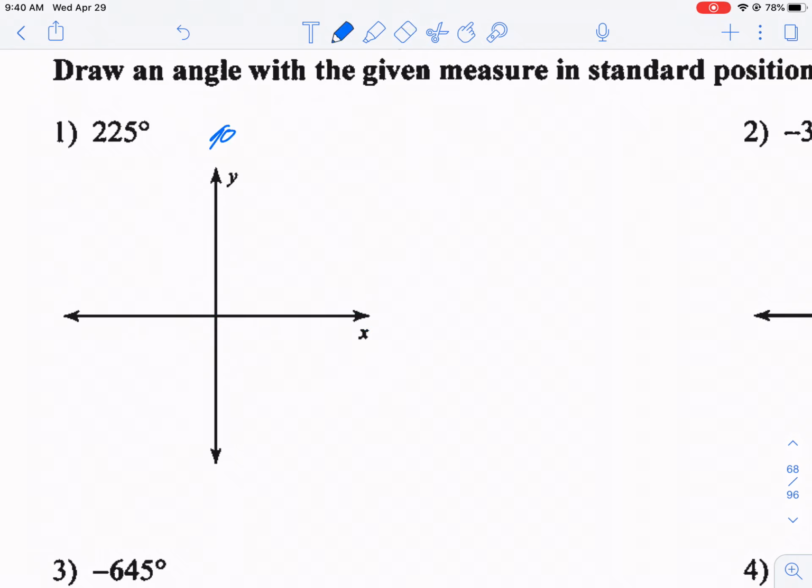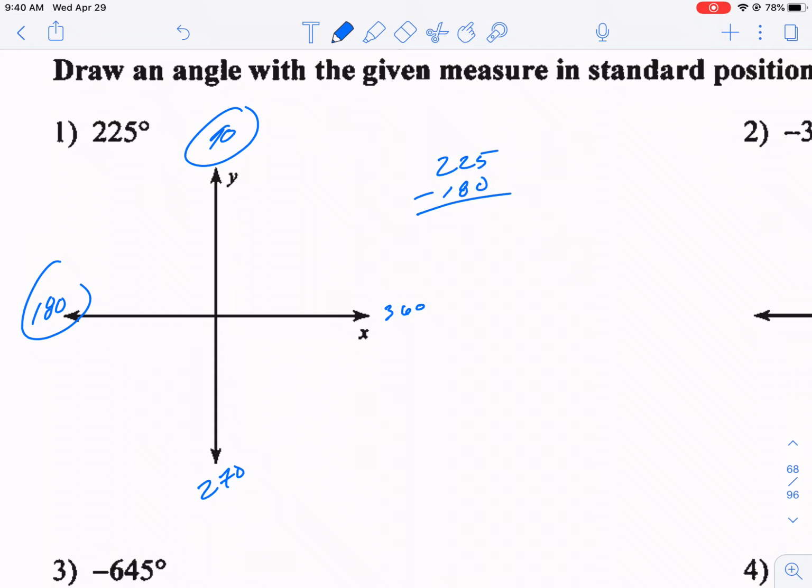If you want, you can make yourself a quick reference, and then all the way back to 360. So when we look at where 225 degrees would be, it is larger than our 90, it's larger than our 180, but it's not bigger than 270. So it's somewhere in this angle. So what I'm going to do is take 225, and I'm going to subtract 180. The reason I'm doing this is because I need to see just how much bigger it is than 180. So that's 45. Well, 45 is half of 90. So this is halfway in between the 180 and 270.